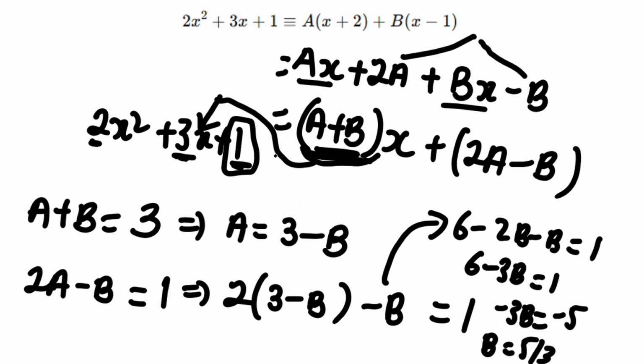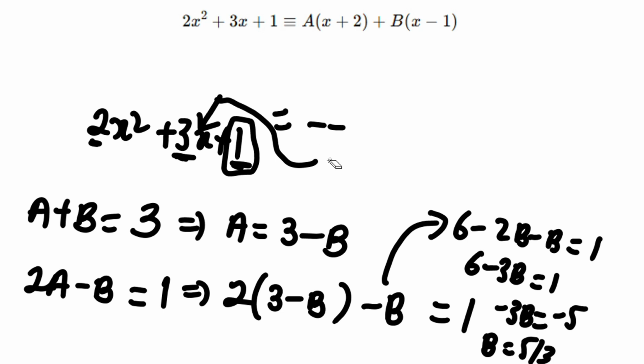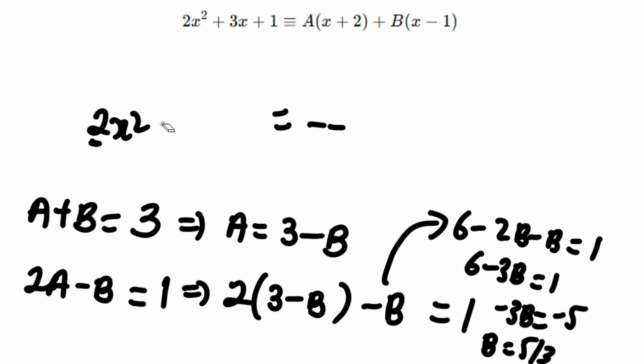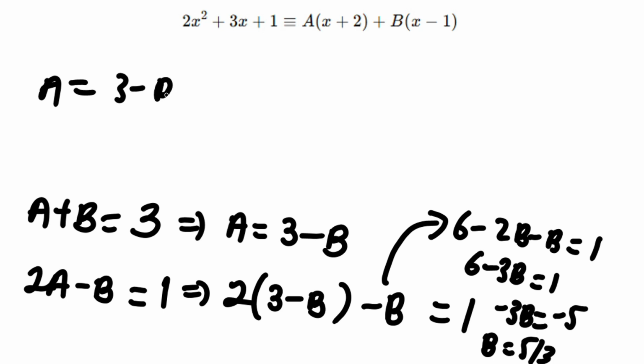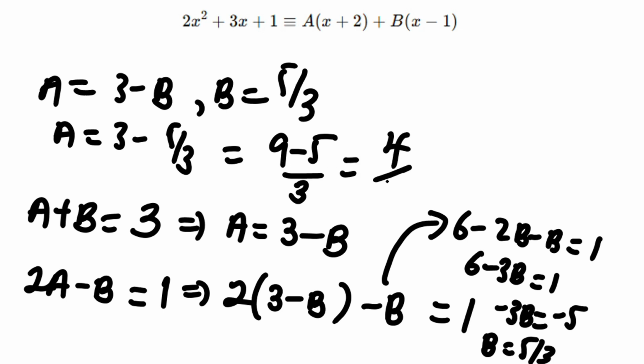So if b is equal to 5 over 3, then let me clean this side so we can have more space. If b is equal to 5 over 3, then we need to put back that value of 5 over 3 inside this. So we know that a is equal to 3 minus b, and our b is equal to 5 over 3, so we put it inside. So a is equal to 3 minus 5 over 3. If you do this, we are going to have 9 minus 5 all over 3, which will give me 4 over 3.